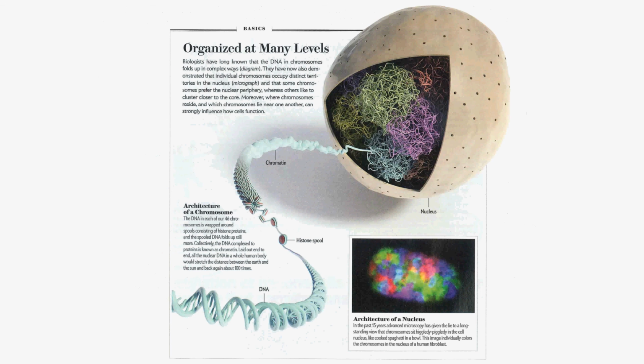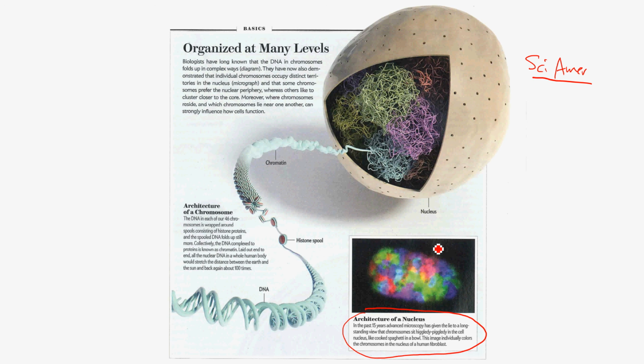And lastly, in recent years, this is a picture from Scientific American, and I forget the issue. I should really know that, but it's a Scientific American article that I subscribe to, and I noticed here that they had this diagram, and it's this architecture of a chromosome. And down here, what was interesting is that in the last 15 years, advanced microscopy has given the lie to a long-standing view that chromosomes sit higgledy-piggledy in the cell nucleus, like cooked spaghetti in a bowl. This image individually colors the chromosomes in the nucleus of a human fibroblast cell.